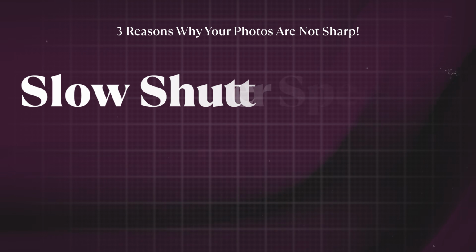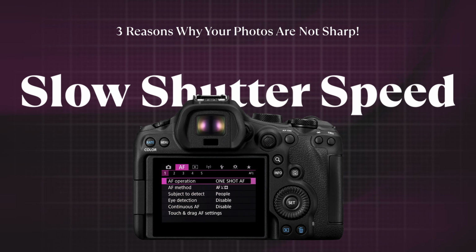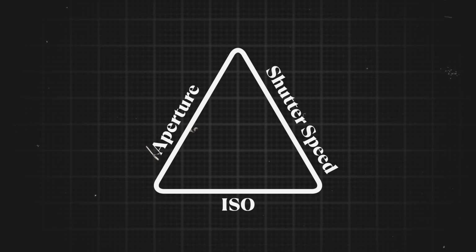Now, the most common reason your photo is looking a little bit blurry is probably down to your shutter speed. You're shooting too slow of a shutter speed, either for your scene or for your focal length. Now, your exposure triangle, that is your shutter speed, aperture, and ISO, not only controls your exposure, but it also has a secondary effect to your image as well.